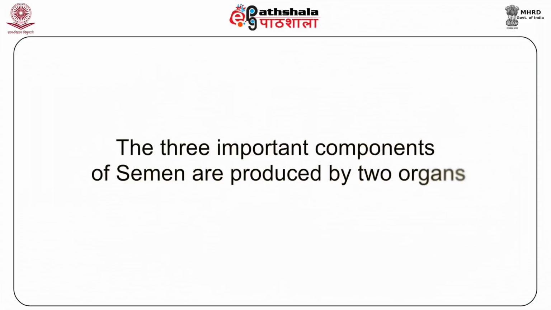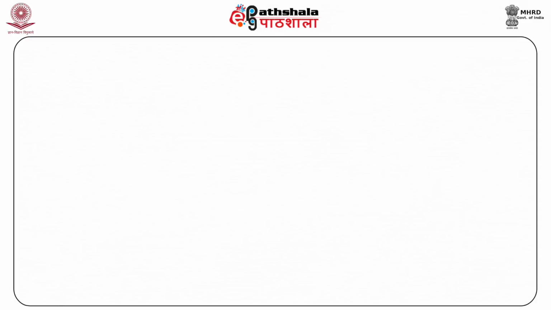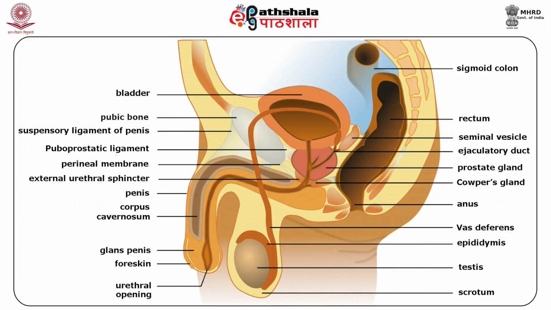The three major important components of semen are produced by the two organs. Testes is the male gonad in animals, as said earlier. Like the ovaries to which they are homologous, the testes are components of both the reproductive system and the endocrine system. The primary functions of the testes are to produce the sperms by a process called spermatogenesis and to produce the androgens, primarily testosterone.